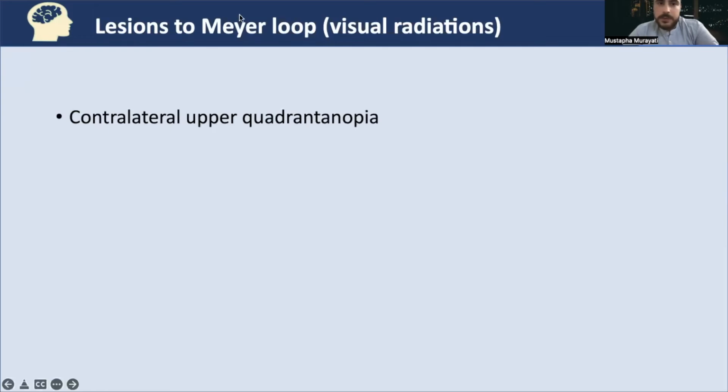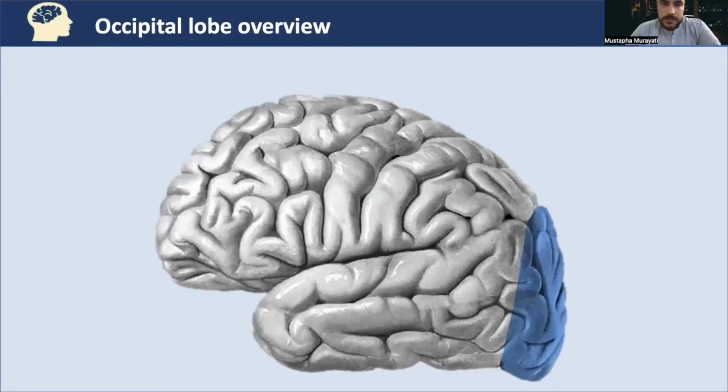Last one, we'll talk about Meyer's loop, which is part of the visual radiation. If Meyer's loop has a lesion, we may have contralateral upper quadrantanopia. Okay, I will not talk about the details of these lesions and the mechanism, but just to mention that. And then now we will talk about the occipital lobe, and after that we will talk about the insula in a few minutes. I should be done with this presentation.